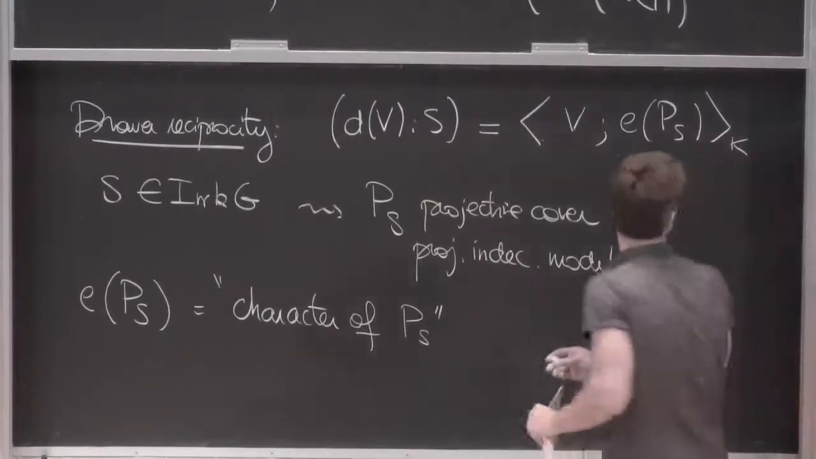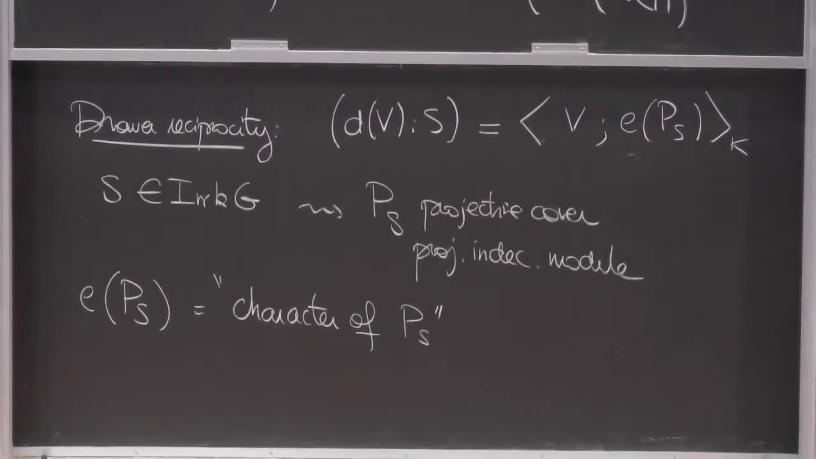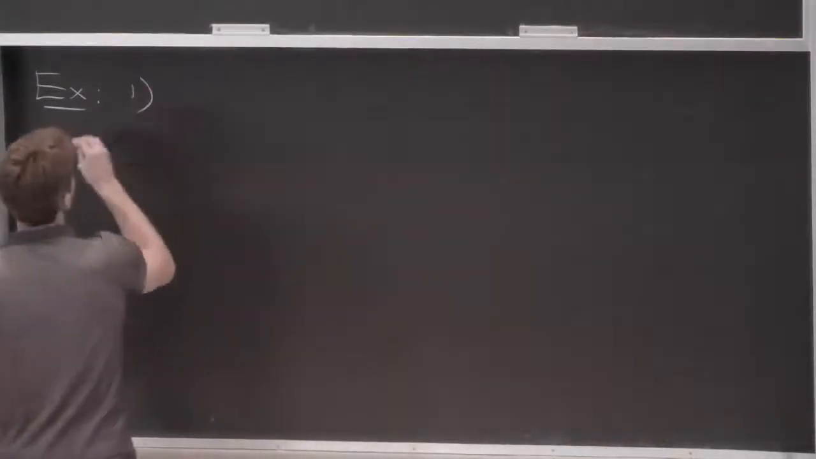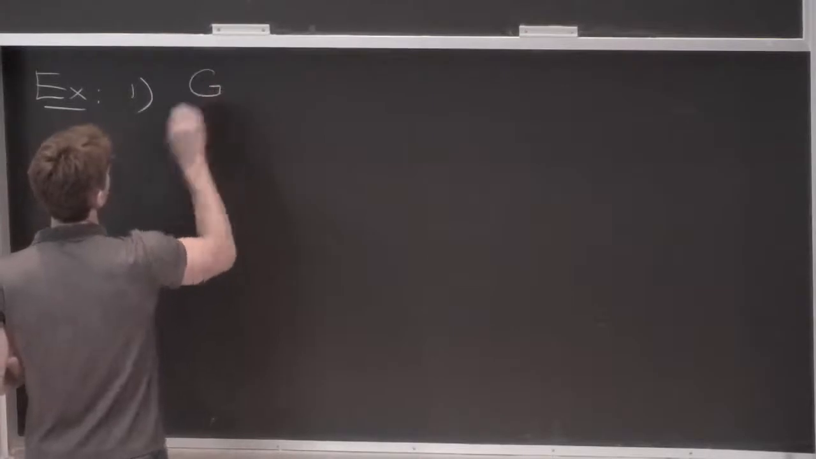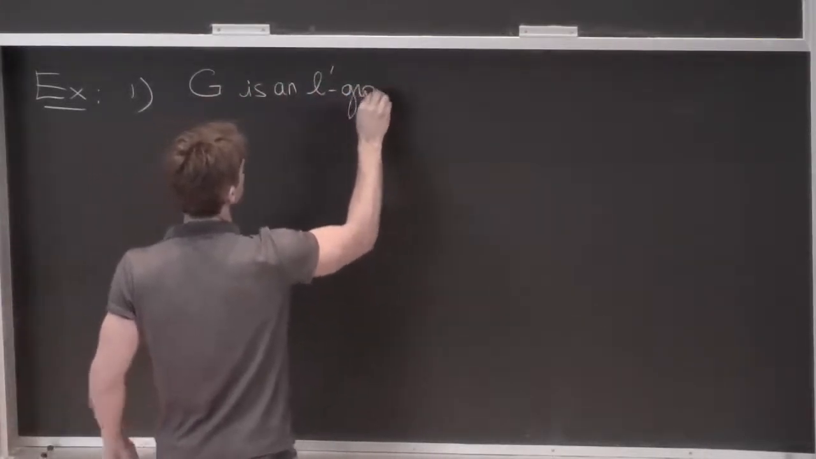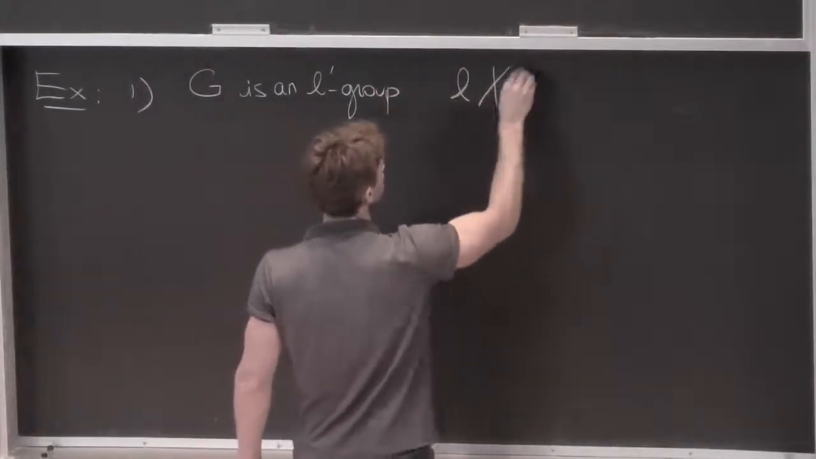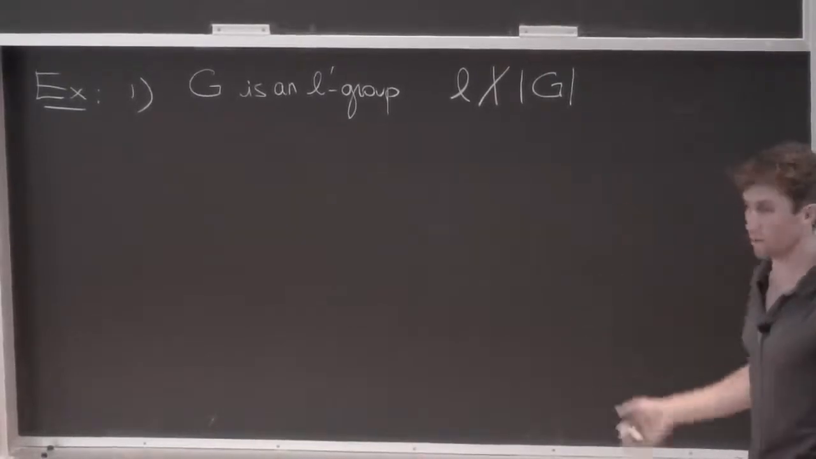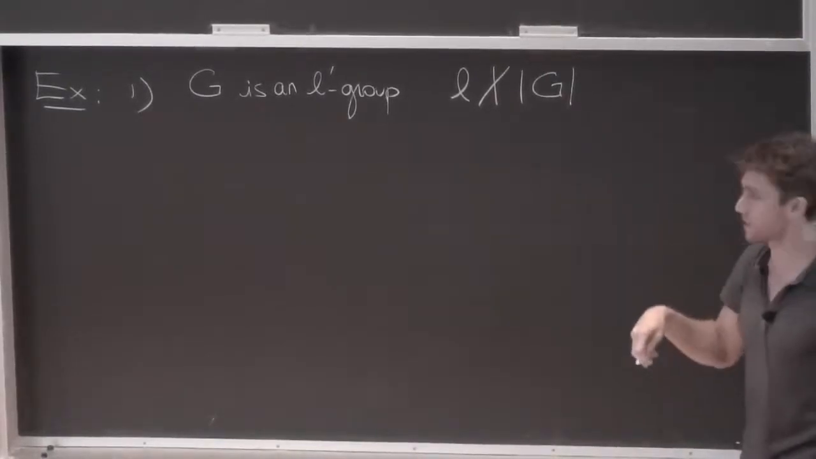Okay, so let's do some examples. So I'm going to try to stick to Radha's examples that she gave yesterday. So there were two extreme cases. The first one being when G is an l-prime group. And by that I mean that l does not divide the order of G. So in that case, she said that every simple representation in characteristic l is also projective.